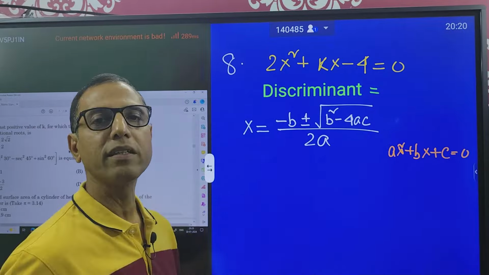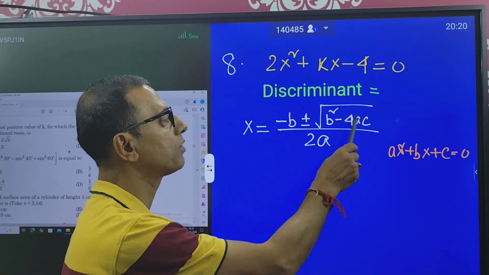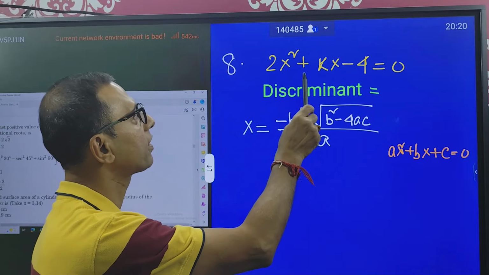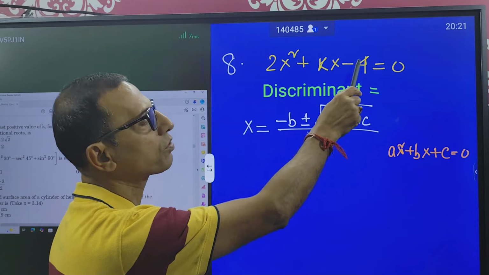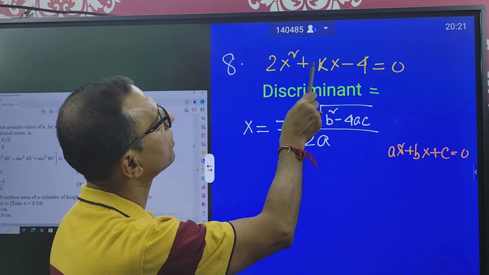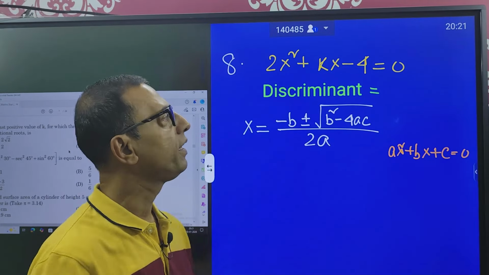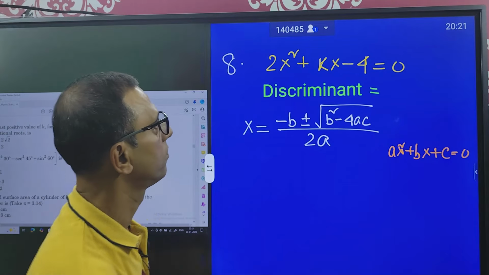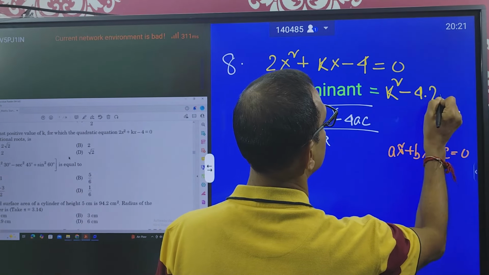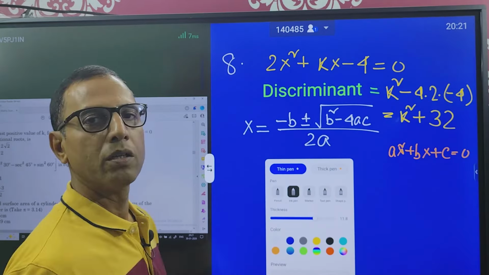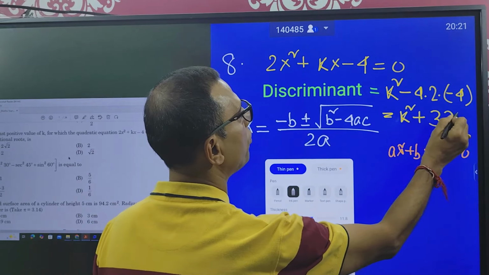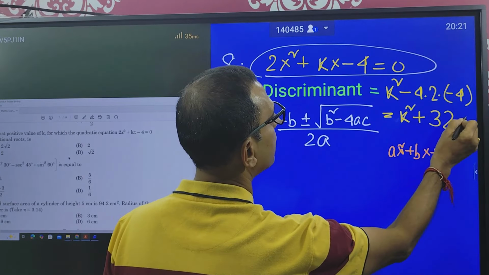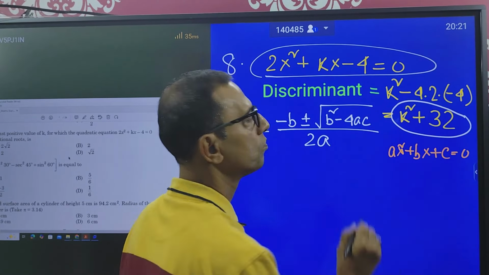So to eliminate this root, the discriminant b square minus 4ac has to be a perfect square. After that, what do you need to do? The quadratic equation here is 2x square plus kx minus 4. You need to find out the discriminant value of this quadratic equation first. So the discriminant value for this particular quadratic equation is k square plus 32.